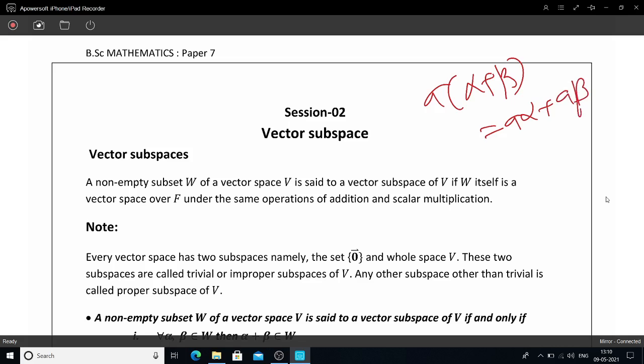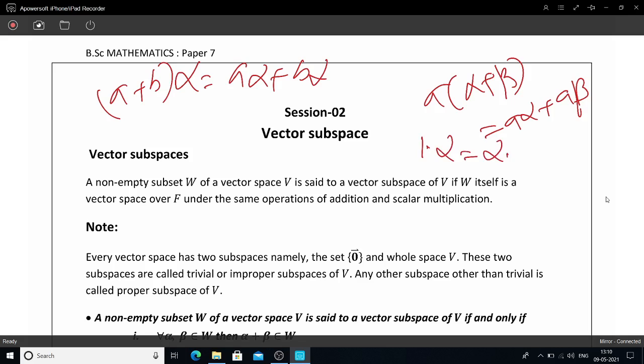The next one is (A plus B) alpha is equal to A alpha plus B alpha, where A and B are scalars and alpha is a vector. Here alpha and beta are vectors, A is a scalar. And the last one is A dot alpha, and 1 dot alpha equal to alpha dot 1 equal to alpha. Then we call it a vector space. Shall we start the vector subspace now?